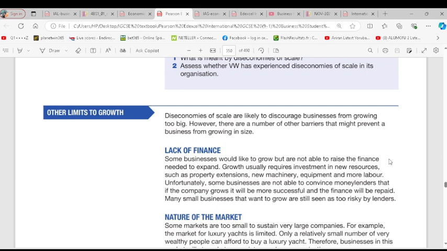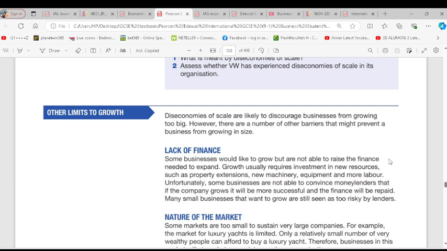So here we want to talk about limitations to growth. One of the reasons why businesses might not want to grow is because of these diseconomies of scale. But not only diseconomies of scale, there are other reasons why a business might have limitation to growth, aside from diseconomies of scale.